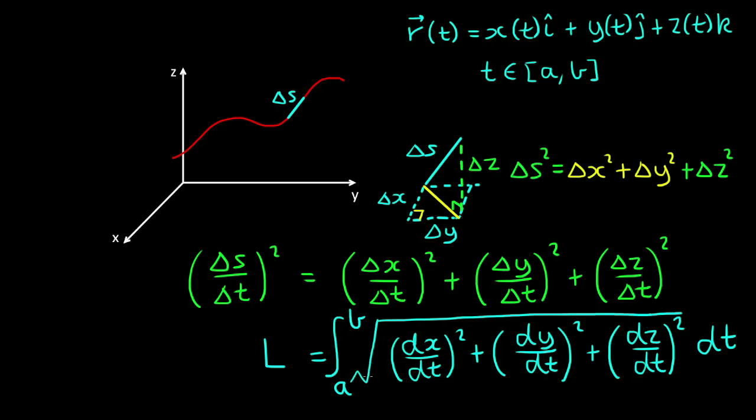And recognizing the integrand is the speed or magnitude of velocity, we can rewrite this integral as the integral from a to b of the magnitude of the velocity, which is a function of t, over t.